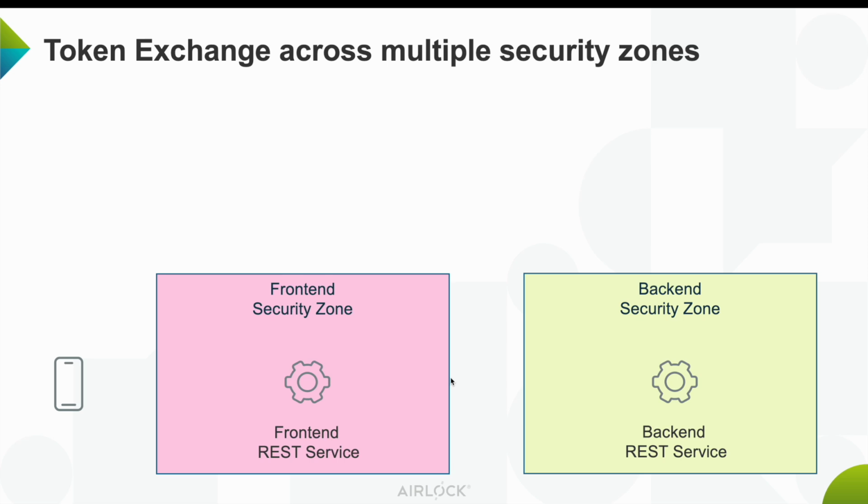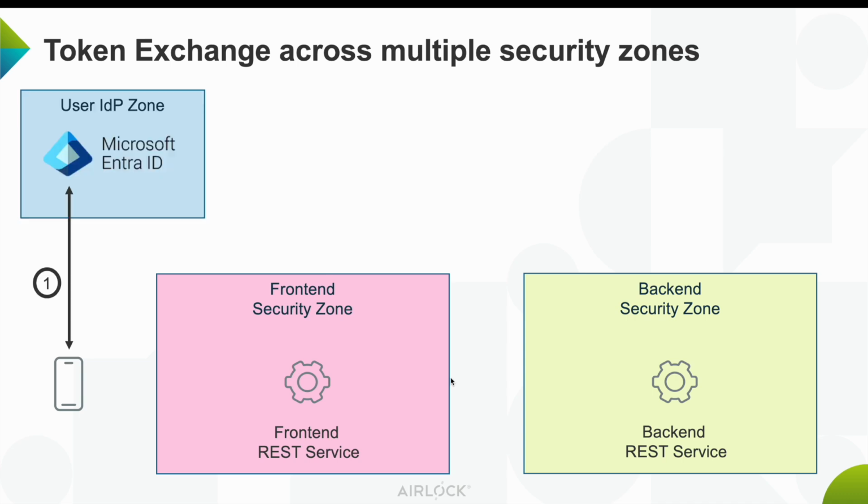The following slide illustrates the steps for an OIDC-aware device to access a front-end REST service in the front-end security zone, which then accesses a back-end REST service. Both REST services are protected by Airlock Microgateway. In the first step, the OIDC-aware device authenticates against a user IDP and finally receives a blue access token from the OIDC provider.